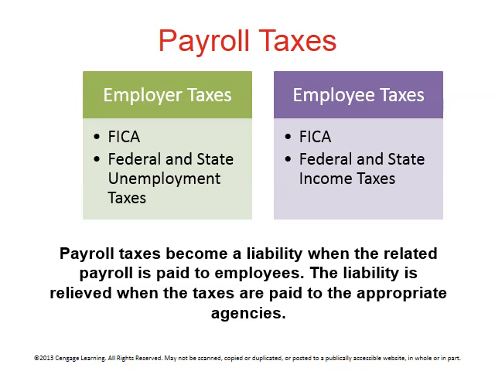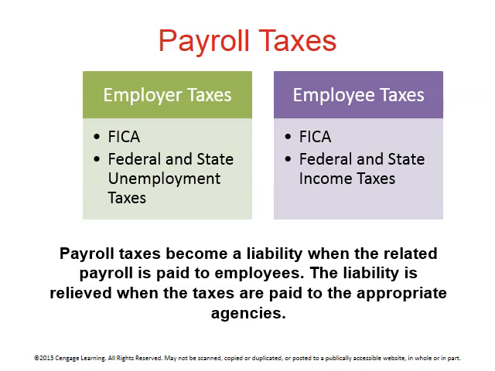So the payroll taxes, so the employer, actually let's start with the employee. So the employee, you're responsible for paying FICA and federal and state income tax. So if you go look at your pay stub right now, you'll see that you're paying FICA and you're paying federal and state income taxes. The employer has to match what you pay in FICA, and then the employer pays federal and state unemployment taxes on your behalf. So you don't pay federal and state unemployment, the employer does. And then you both pay FICA and you pay federal and state income tax. So payroll taxes become a liability when the related payroll is paid to the employees. And then the liability is taken off the books when the taxes are paid to the appropriate agencies.